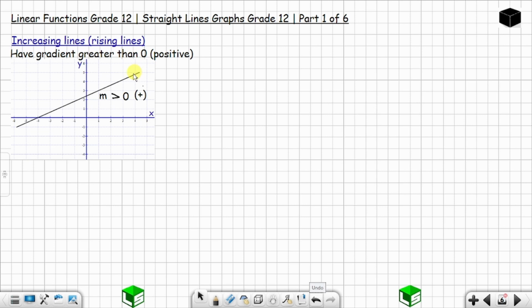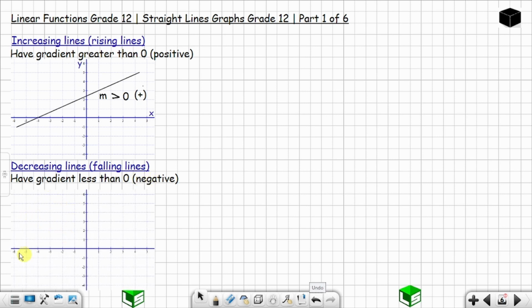Okay, and we have decreasing lines or falling lines. You have to understand that decreasing lines or falling lines have gradient less than 0. That is negative. Let's say for example you have a Cartesian plane, you have your x-axis and you have your y-axis. You have this line which is decreasing or falling, right? You have to know that the gradient of these lines is always less than 0.